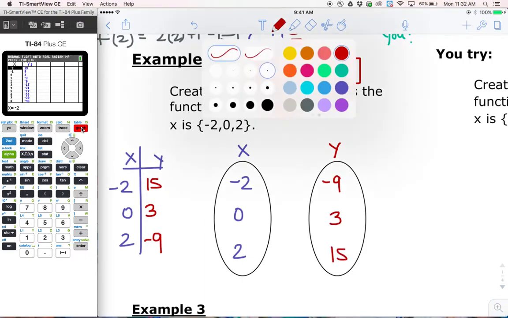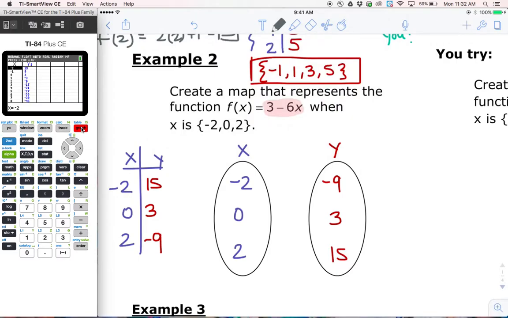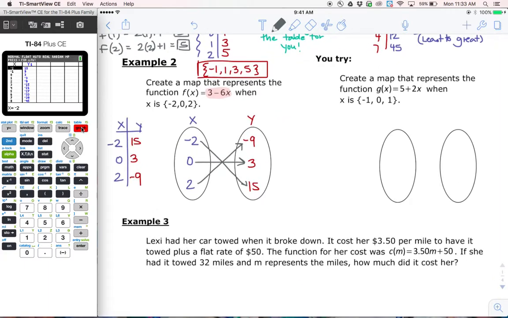So all I've got to do to finish is just connect these points. -2 outputs 15, 0 gives me 3, and 2 gives me -9. And we're done. If you want to pause this video and try this next problem, you're welcome to do that. I'm going to go ahead and go through it here real quick myself.